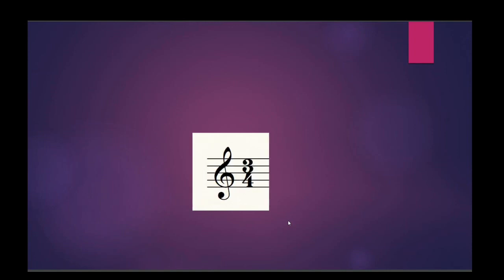So we have 3/4 here. The best way to think about 3/4 is it tends to be in a waltz. It's not going to always be in a waltz, but there's going to be 3 beats of 4. So 1, 2, 3, 1, 2, 3, 1, 2, 3. This is a very popular form in most dance music, such as the scherzo, the rigodon, the waltz, and different dances like that.